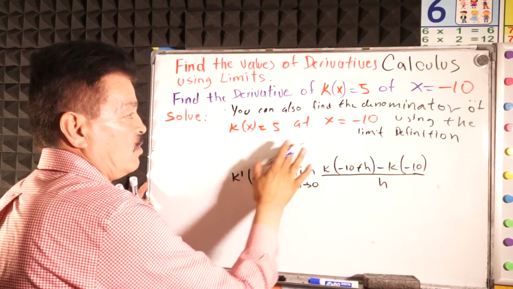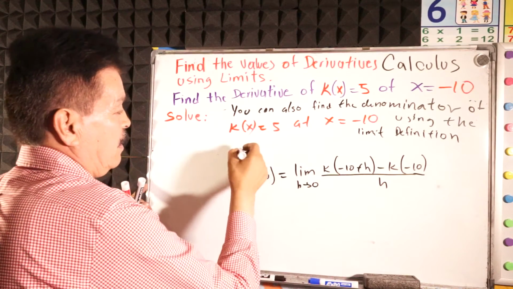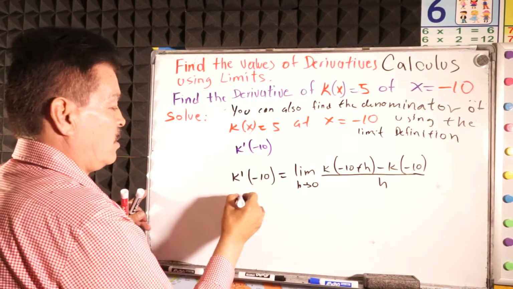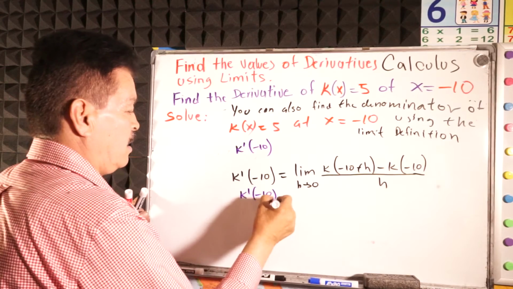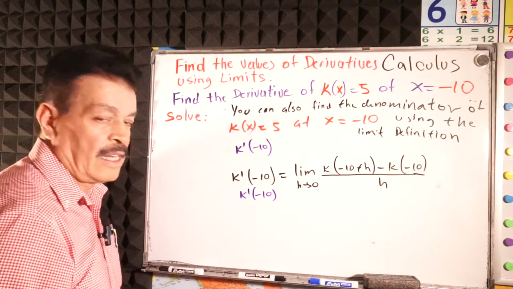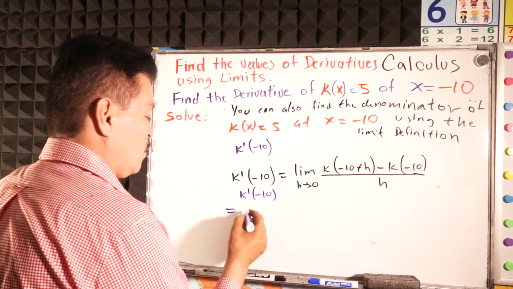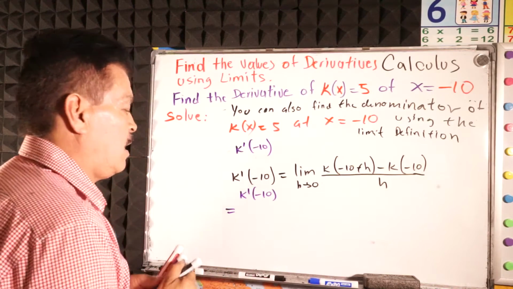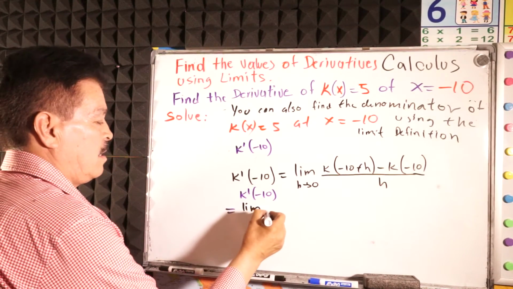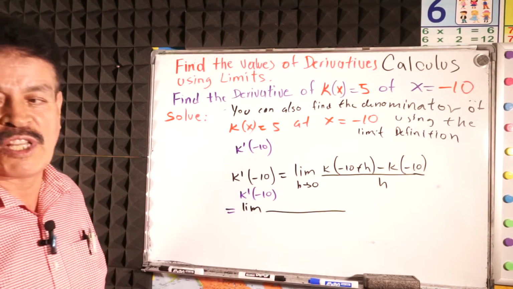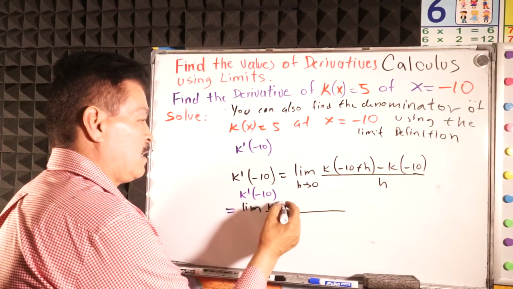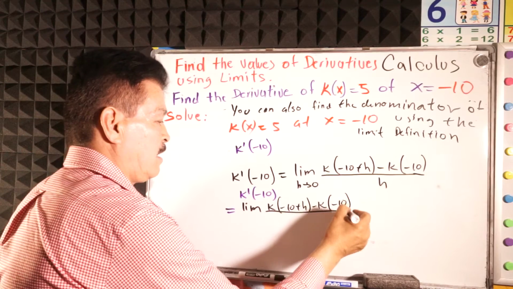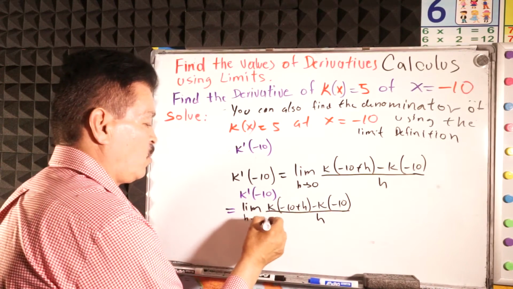Yeah, this is the limit definition. This is the limit definition, right? But the k of negative 10. This is actually our first step. K, I write it again, negative 10. The next step will be equals. Let me use the black color. Limit, so use the limit k of negative 10 plus h minus k of negative 10 divided by h when h approaches 0.